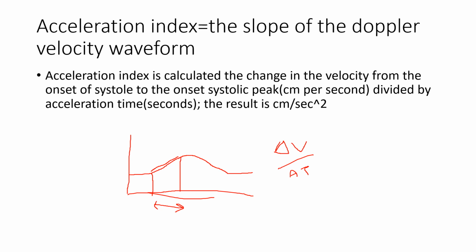And what is the unit of that? Velocity is centimeter per second and time is millisecond or second. So it is centimeter per second squared, because we have centimeter per second divided by second. So centimeter per square second, or per square second of time.